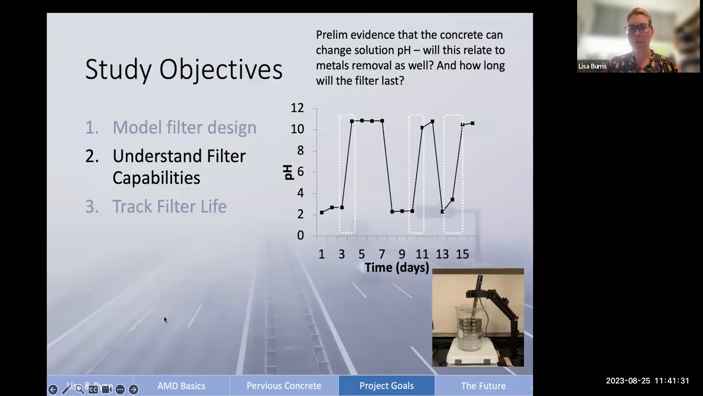All right, so second portion, and I think honestly the more exciting part of the study was looking at the ability of the pervious concrete to remove heavy metals and adjust pH. And going into this, we had done a little bit of preliminary investigation where we just ponded a cube in a vat of acidic water. And we saw that it took about 3 days for the concrete to change the pH from a very acidic pH of about 2 up to a pH of 11. So we saw a very rapid increase in pH and mitigation of those acidic conditions.